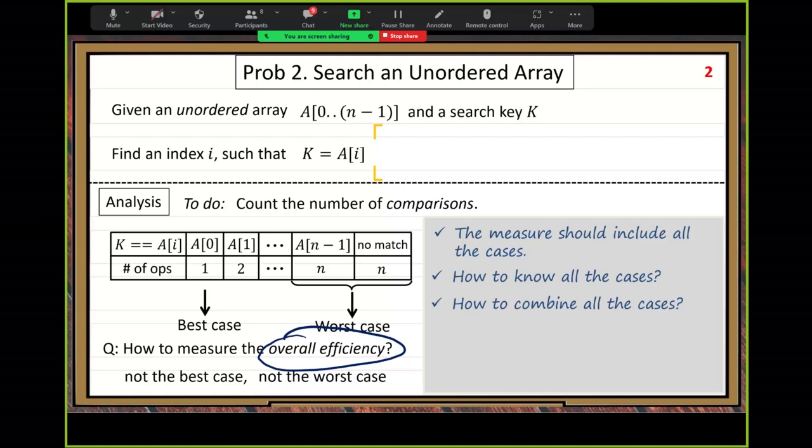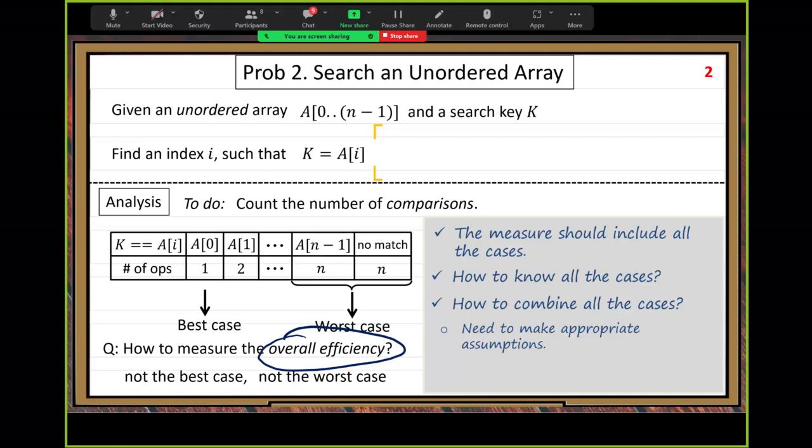Next one, another important point: how to combine all the cases. Because you need to combine all the cases in a fair way, in a reasonable way, in a suitable way, to get the measure of the overall efficiency. So we need to specify that combination method, how to combine.